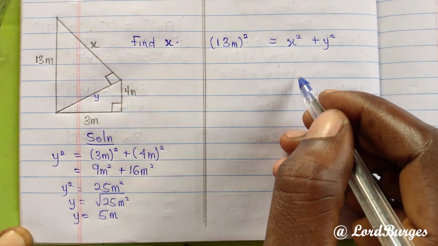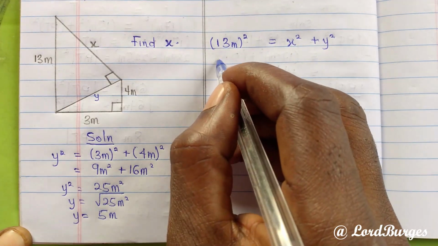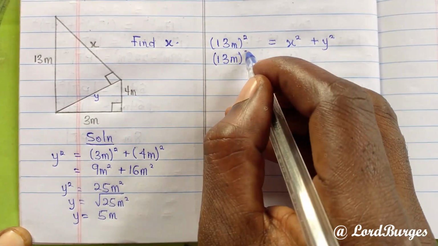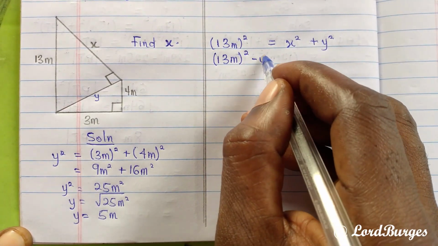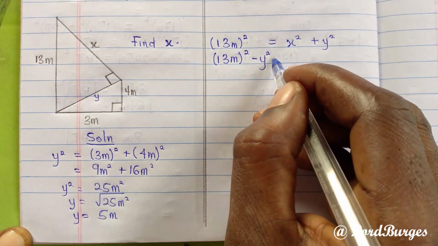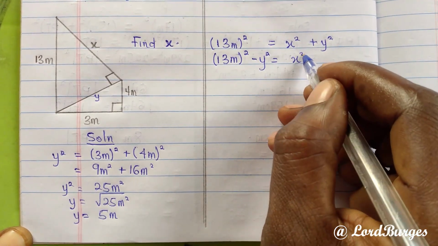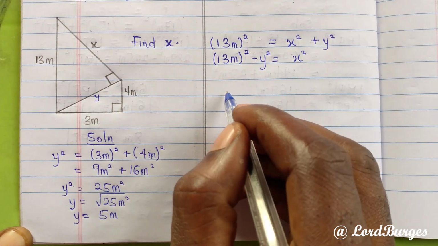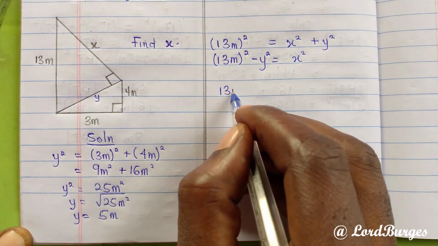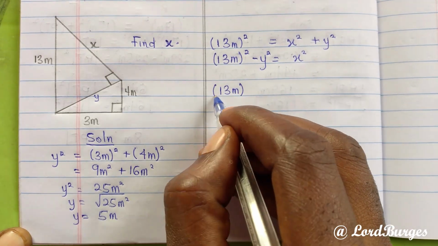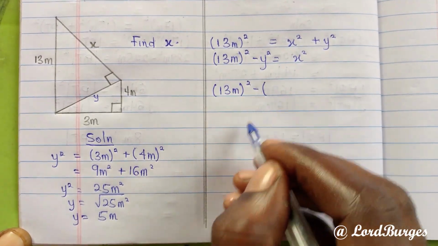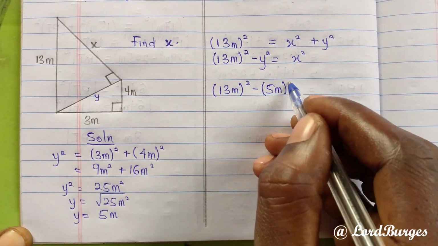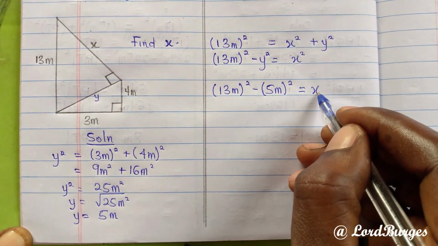Well, because we are looking for x, 13 meters squared minus y squared should be equal to x squared, because I just moved the y to this side. So now we have 13 meters squared minus the y we know is 5 meters squared should be equal to x squared.